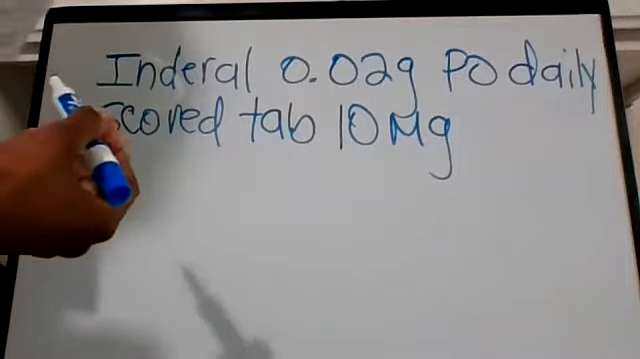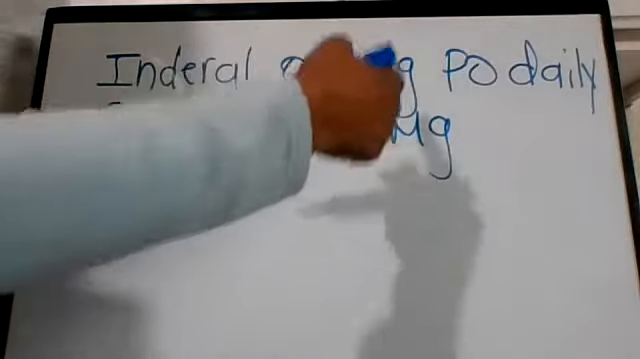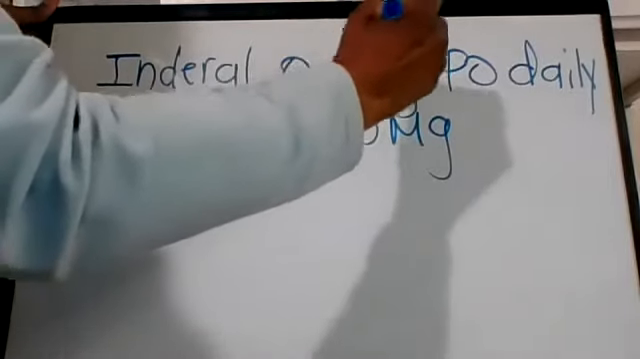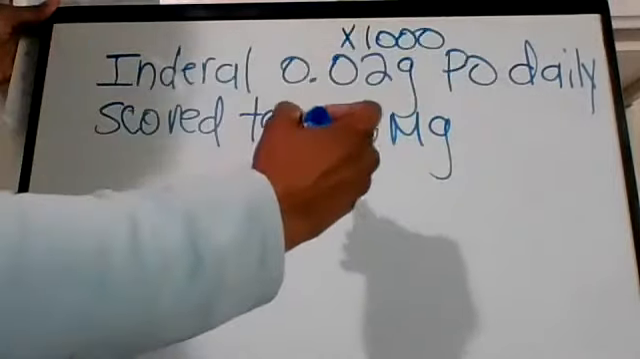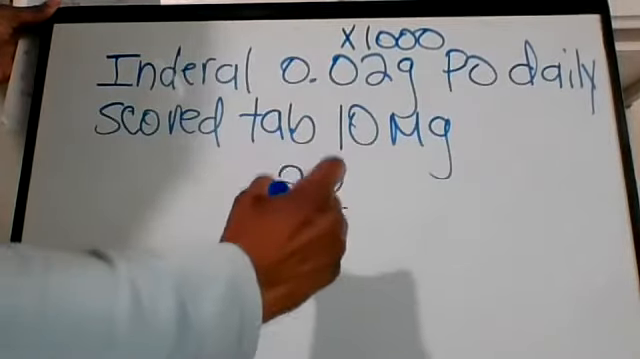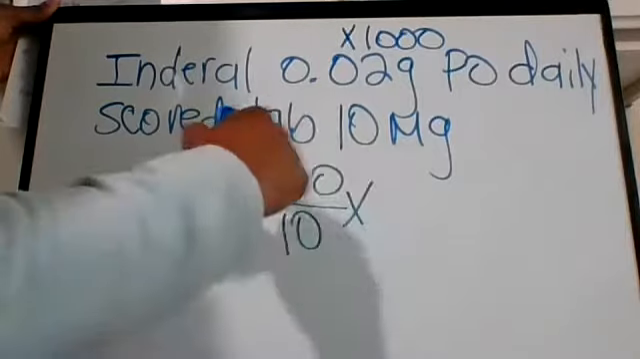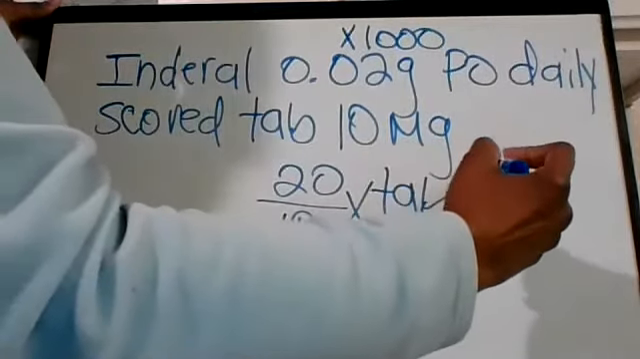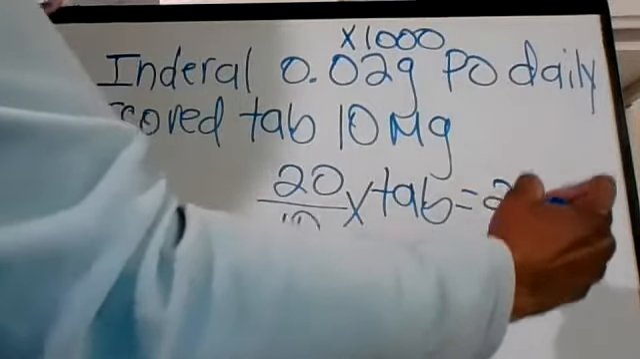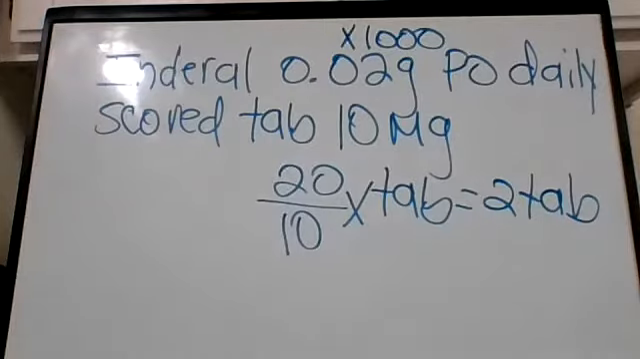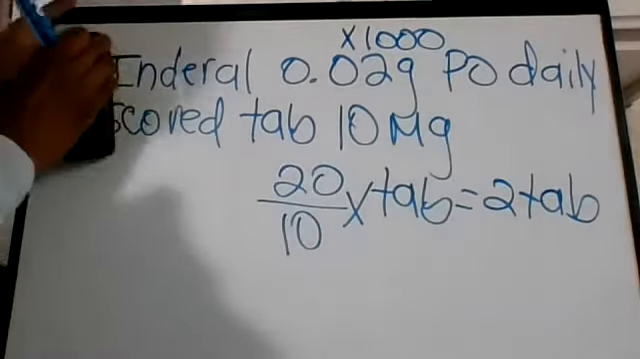All right, so what did you guys get? With this one, we're going from smallest to largest, so we are going to multiply by 1,000. We come up with 20 divided by 10 times tablets. That gives us 2 tabs. Hope you can see that. On to the next one.